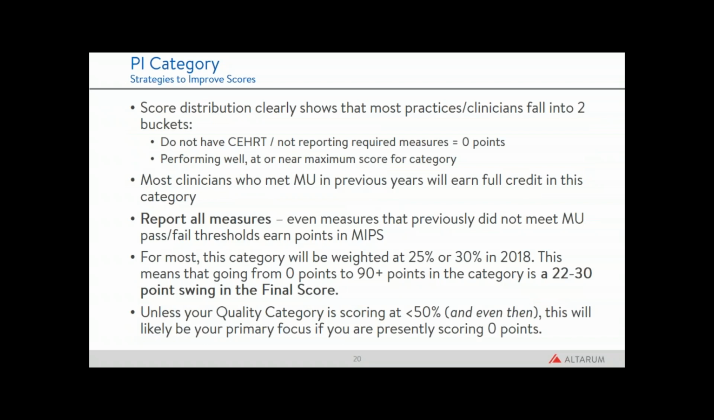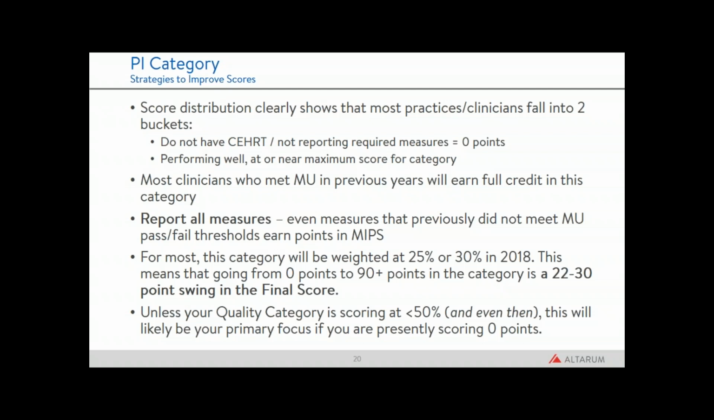Our data suggests that most clinicians who meet meaningful use in previous years will earn full credit in this category. And so that's perfectly in line with what Bruce shared in terms of his analysis of the rule. We're also seeing that in the actual data for 2017 MIPS-Cast score predictions. It is, however, important to remember to report all measured data because even measures that did not meet meaningful use thresholds in the past will earn points in the MIPS program.